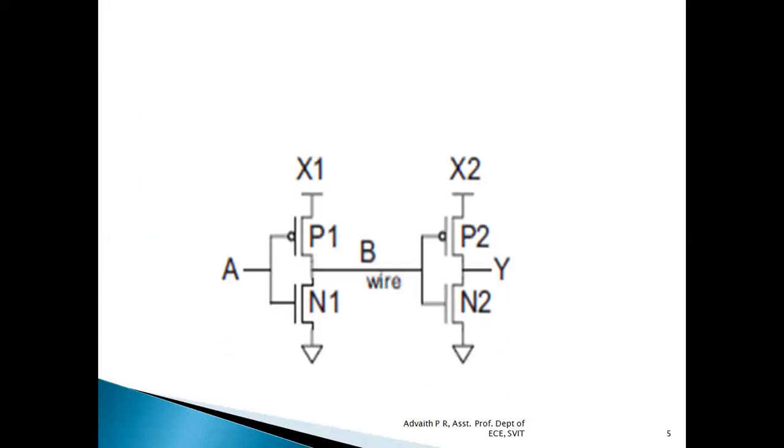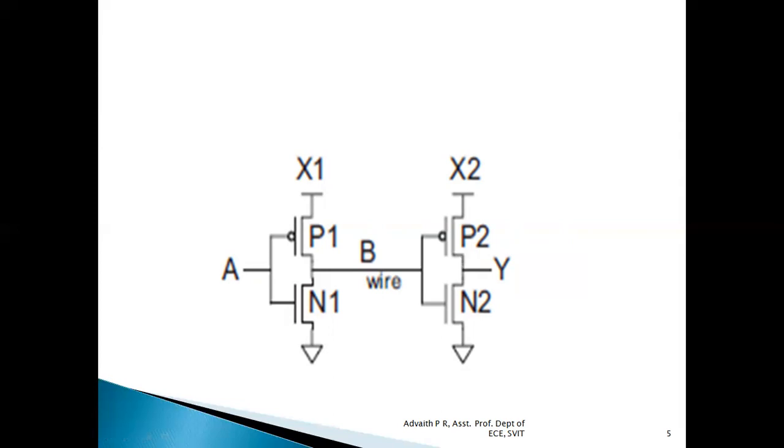In this example, we have considered an inverter X1 driving another inverter X2 at the end of the wire. That is, the output of one inverter is given as the input to another inverter. So we have considered 4 MOSFETs: 2 PMOSFETs, P1 and P2, and 2 NMOSFETs, N1 and N2. This actually is a buffer circuit. A buffer circuit is formed when 2 inverters are coupled together.